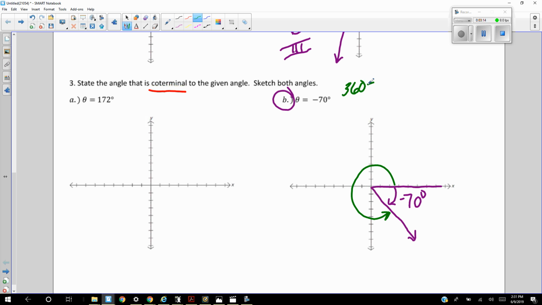Just a quick check is what's 360 minus 70, so whatever's left over from a full 360 degrees, and that is positive 290. So the absolute value of the given angle and the coterminal angle should always add up to 360.